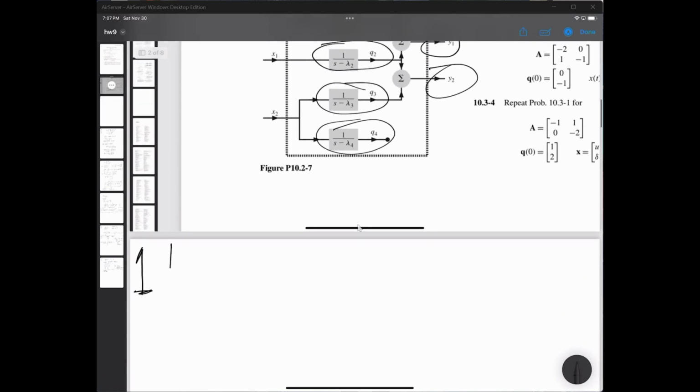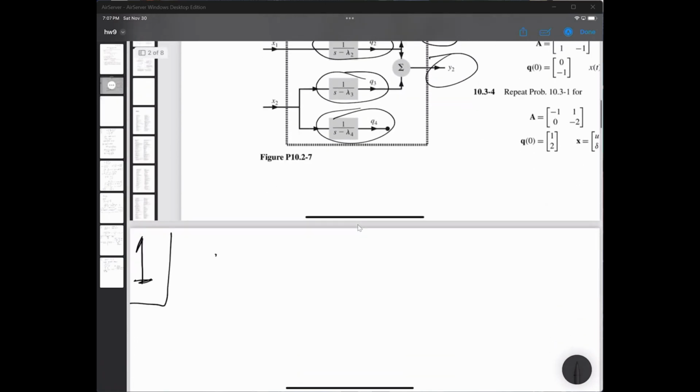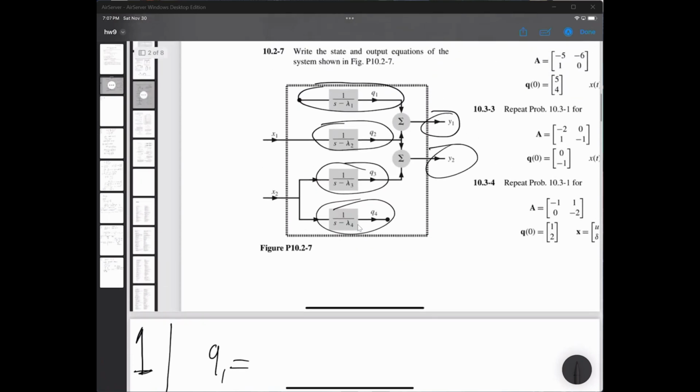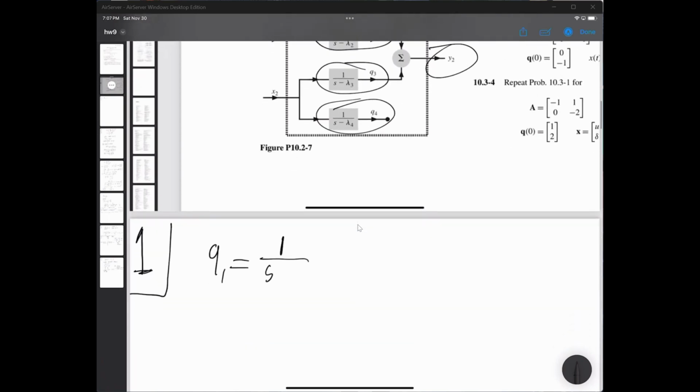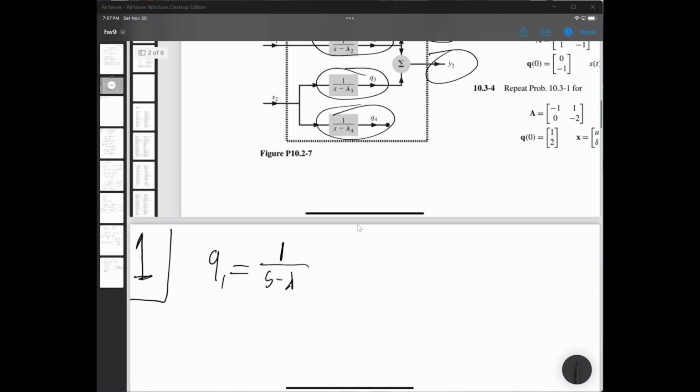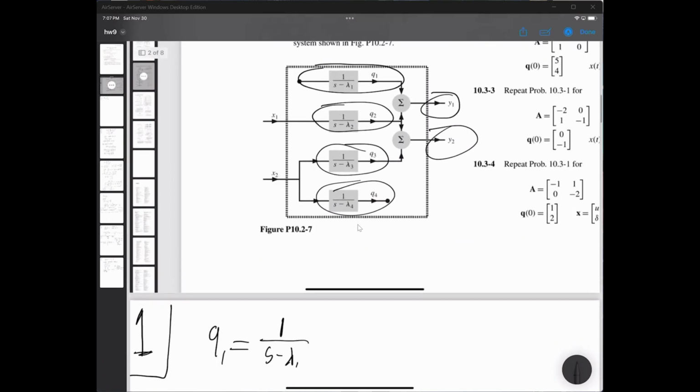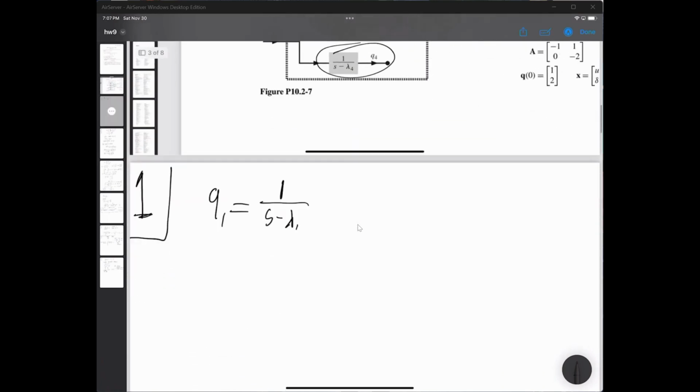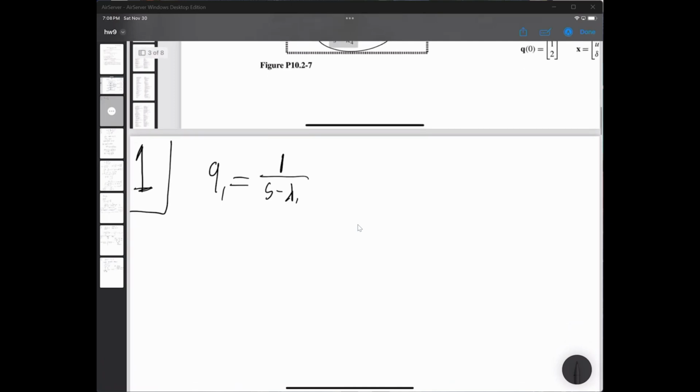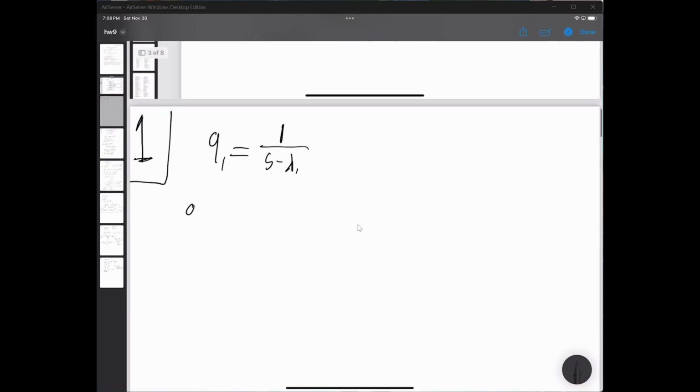Let's do the first one. It's going to be Q1 is equal to 1 over S minus lambda 1. There's no input for this, so we don't have any input multiplied by that. So let's find our state space for that. First, we're going to multiply both sides by S minus lambda 1. We're going to get Q1 times S minus lambda 1 is equal to 1.